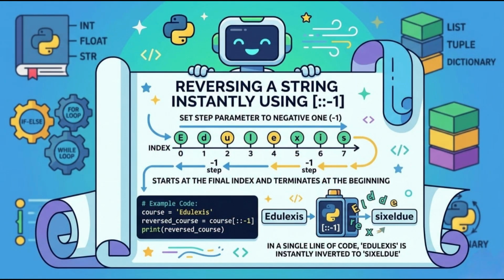Now for one of the most famous and elegant idioms in the Python language, reversing a string instantly. By setting our step parameter to -1, like course[::-1], we instruct Python to step backwards through the sequence.